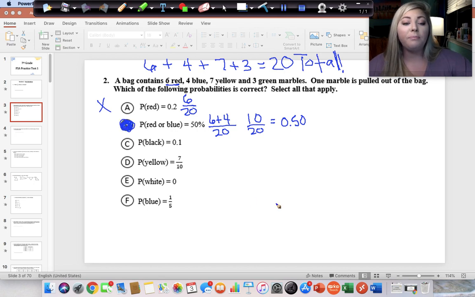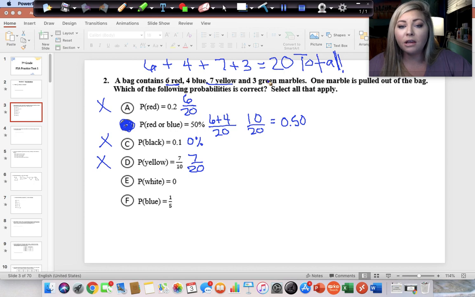Yay! Okay, black. As we can see up here, we have no black. So black would actually be 0% because there's 0% chance of getting a black if there's no black to get. So this is incorrect because this says 1/10 or 10%. D says yellow. So yellow, there is a yellow here. There are 7, but again, our total is out of 20. So 7/20 is not the same as 7/10. So that is not correct.